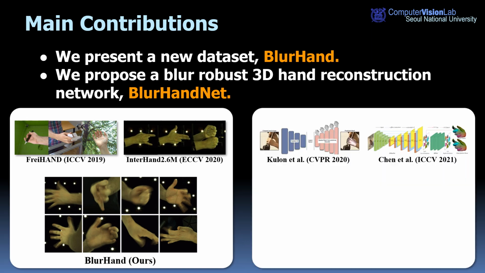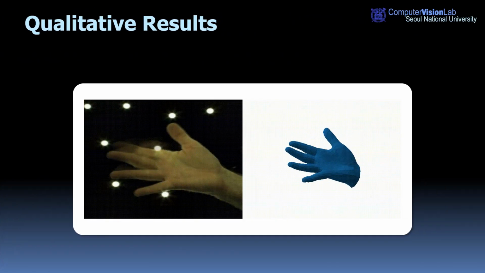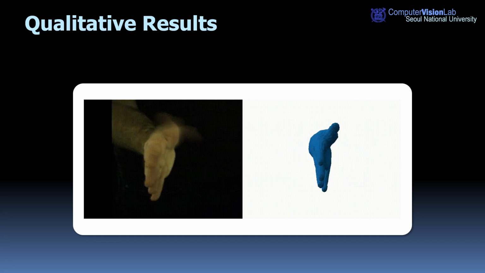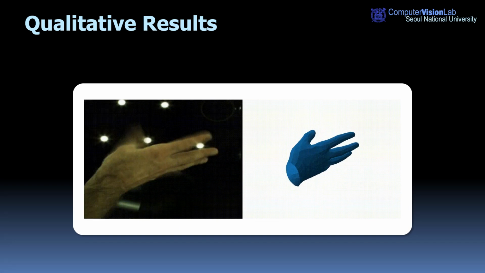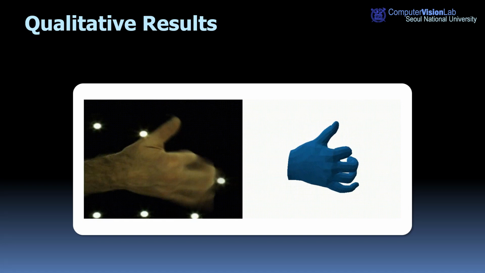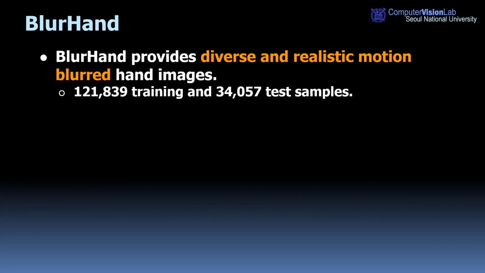While most previous 3D hand mesh estimation networks produce a single 3D hand from a sharp image, our BlurHandNet produces the sequence of 3D hands. This video shows the qualitative results of our BlurHandNet. BlurHandNet successfully recovers 3D hand motion from a single blurry image. I'll introduce more details about our paper.